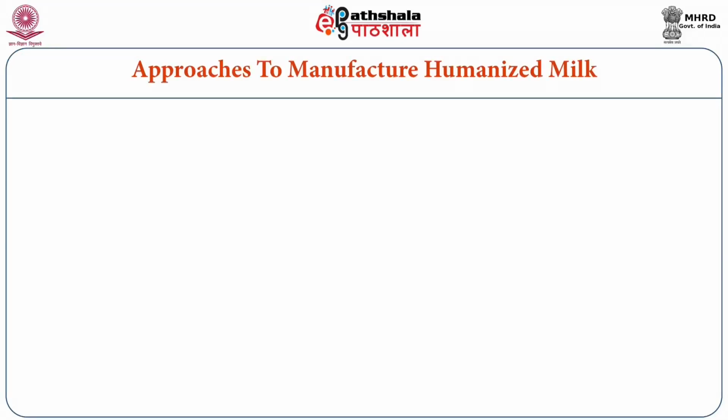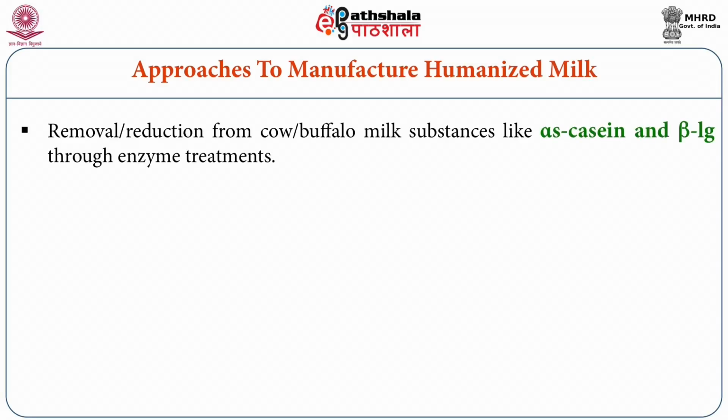Approaches to manufacture human milk substitutes. A new generation of nutritionally superior humanized milk formulas has been developed having varying degrees of chemical and biochemical similarity with human milk. There are two basic approaches for this. The first approach is to remove or reduce cow milk or buffalo milk substances like alpha S casein and beta lactoglobulin through enzymatic treatments.